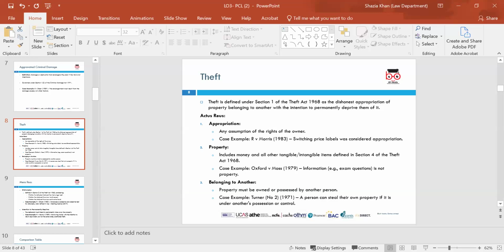The House of Lords held that an appropriation did not require the assumption of all the rights of the owner, merely an adverse interference with the rights which the defendant had done when switching the labels, an act which was reserved by the owner for their exclusive doing.